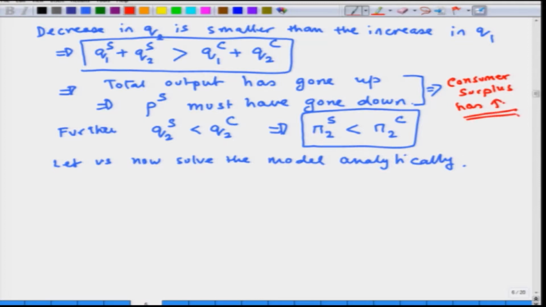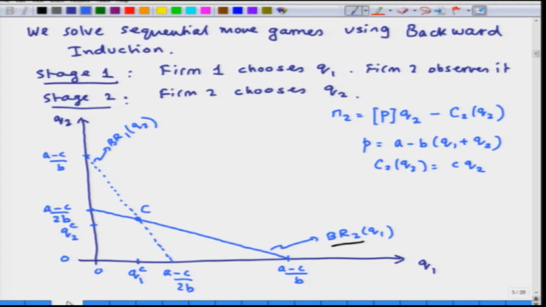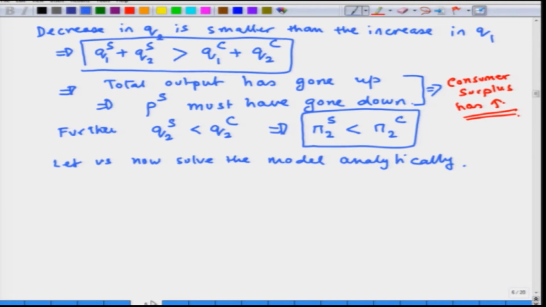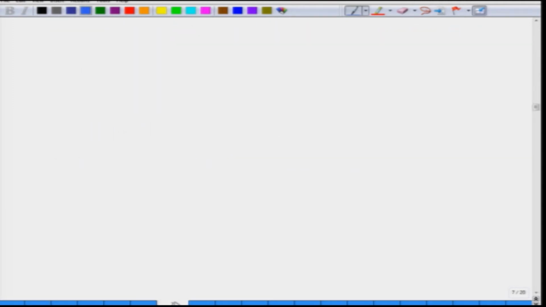Okay. So, now we will solve the model analytically. We already know what the best response function for firm 2 is, right. So, we know the best response function for firm 2 is given by this particular equation. We write down the profit function for firm 2 and we can figure out what the best response function for firm 2 is. Okay. So, let us use a new page. The best response function for firm 2, Q2 as a function of Q1, is (A minus C) divided by 2B, minus Q1 by 2.